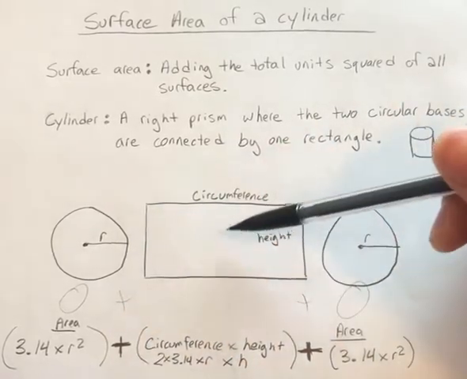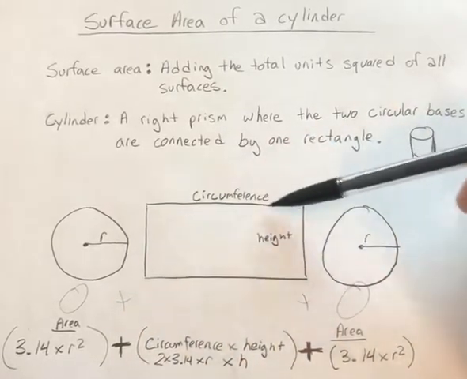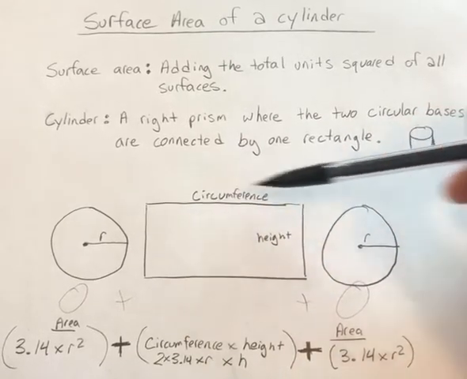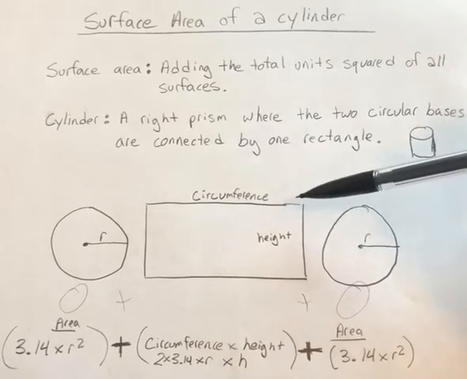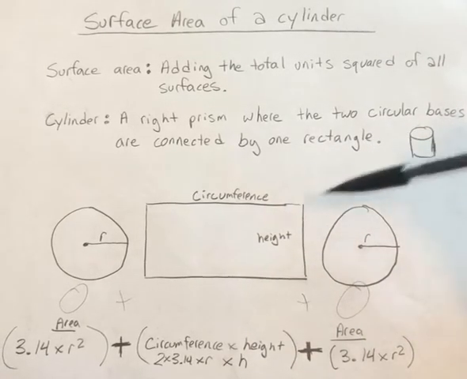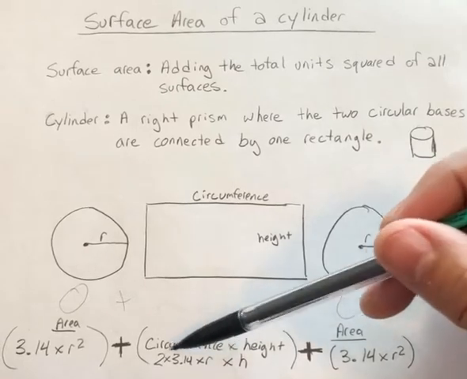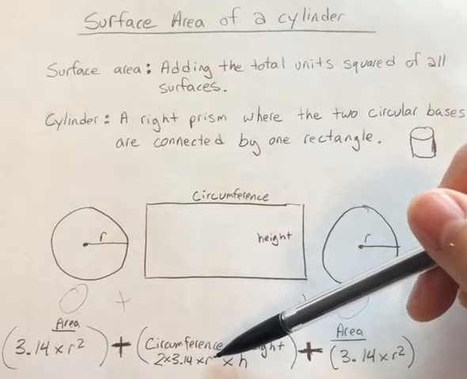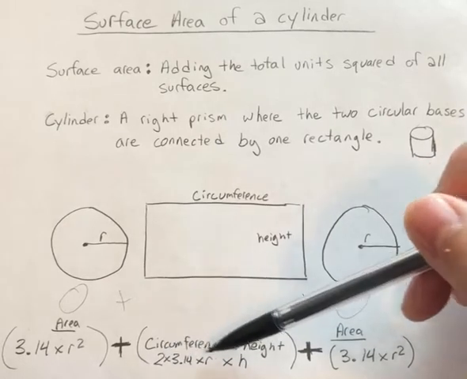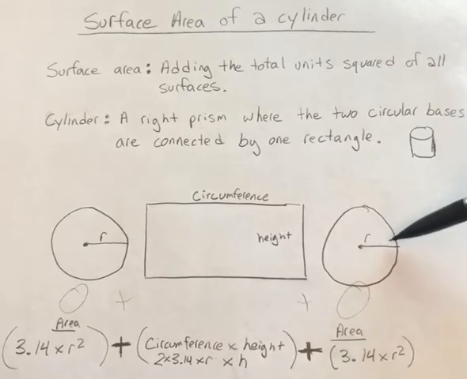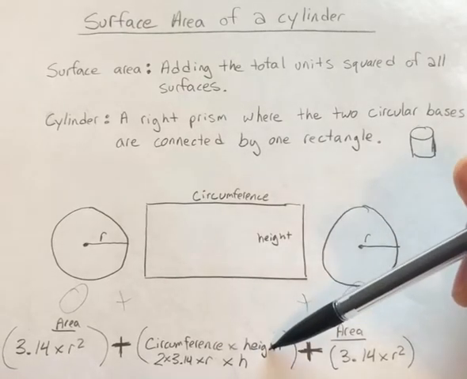To find the area of your rectangle, you can't just do base times height, because one side is as long as the circumference. So you need the circumference formula. The circumference formula is 2 times pi times radius. Order of operations there doesn't matter because it's all just multiplication. 2 times pi times radius, and it's the radius of the circle. And then you take that times the height.